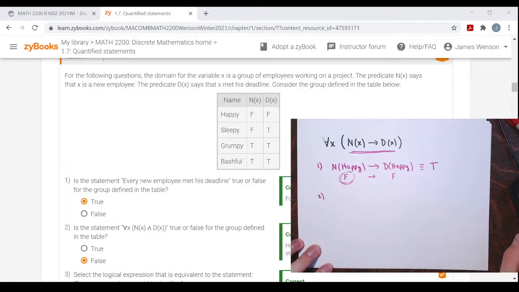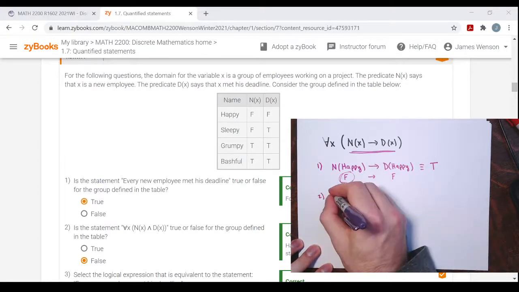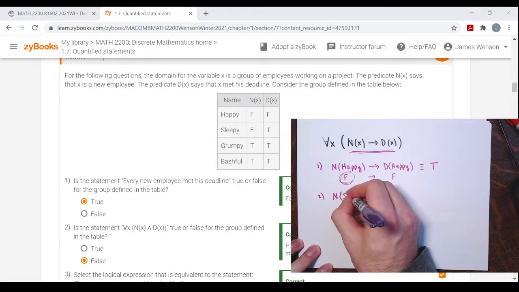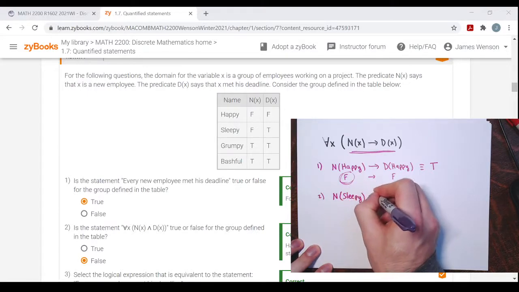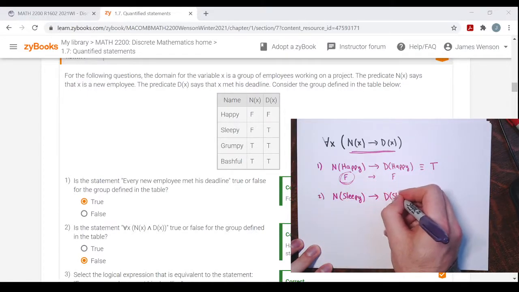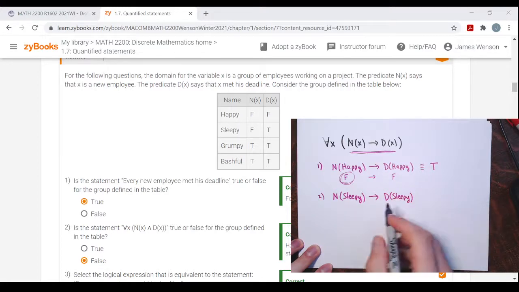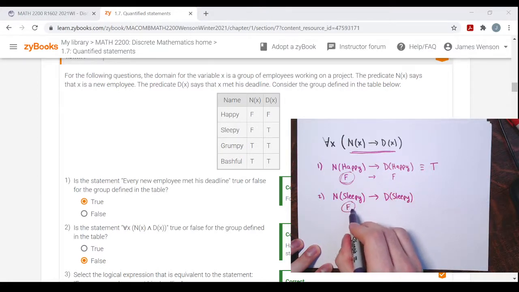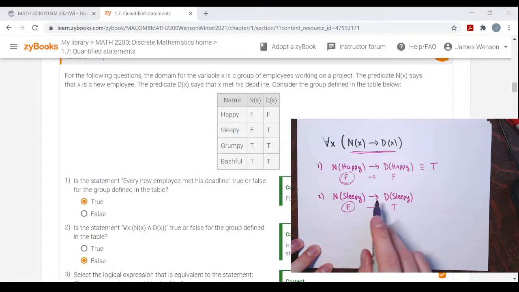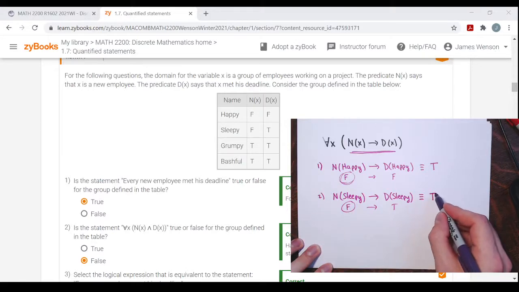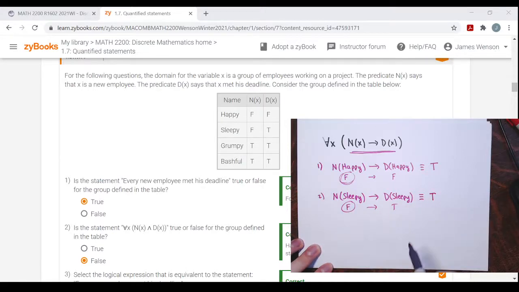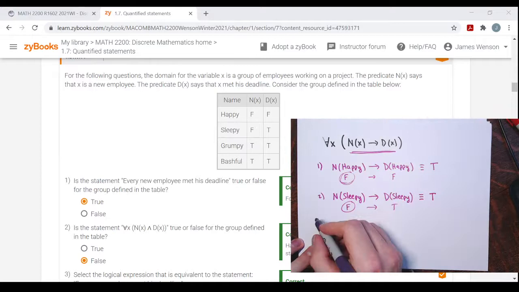Then for Sleepy, same thing. You have N of Sleepy implies D of Sleepy. This is a false hypothesis, so it doesn't matter what the conclusion is. I mean, the conclusion is true, we met the deadline, but you have a false hypothesis, so the implication is a true statement. So it's true for Happy. It's true for Sleepy. And then is it true for Grumpy?